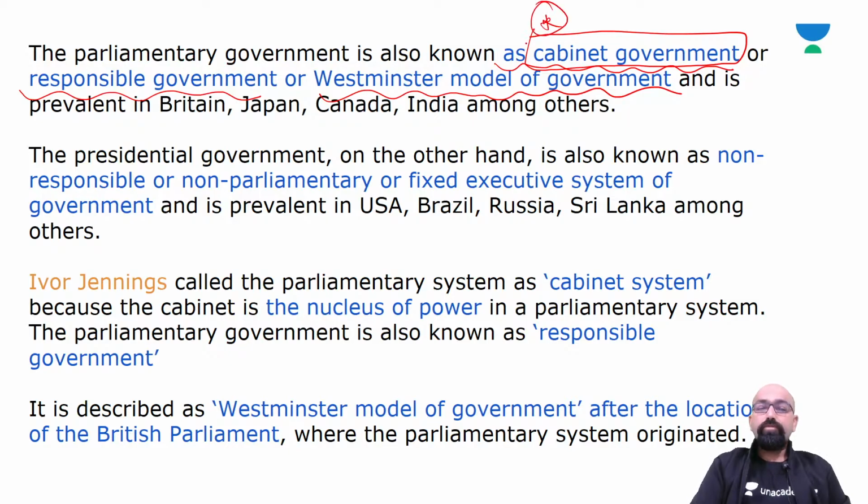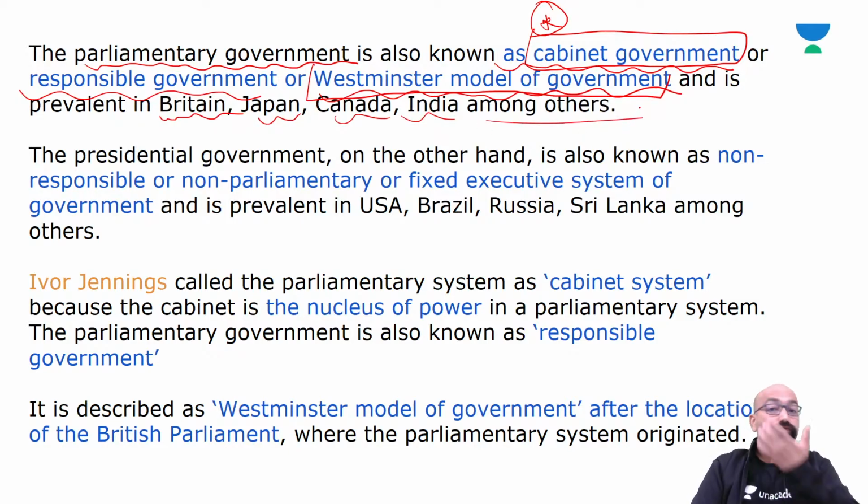So we'll discuss the importance of the cabinet in the parliamentary government system, which is a responsible government, and the Westminster model of government, named after the location, Westminster in Britain. This type of parliamentary government system is found, for example, in Britain, Japan, Canada, India, and a few other countries.